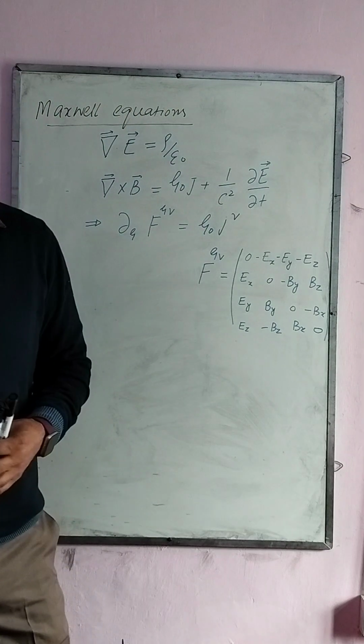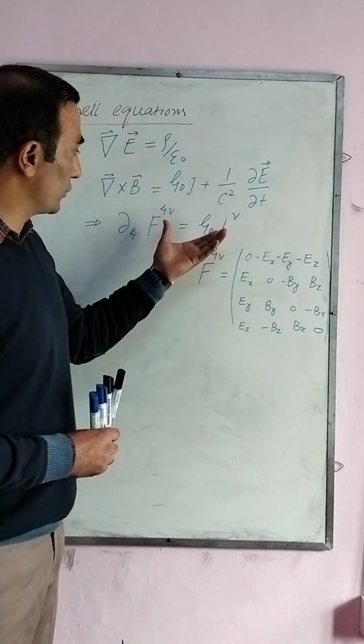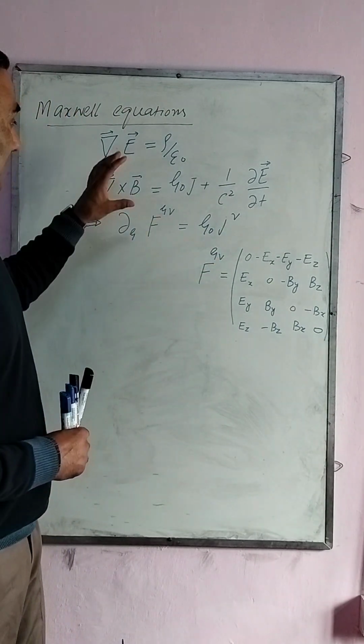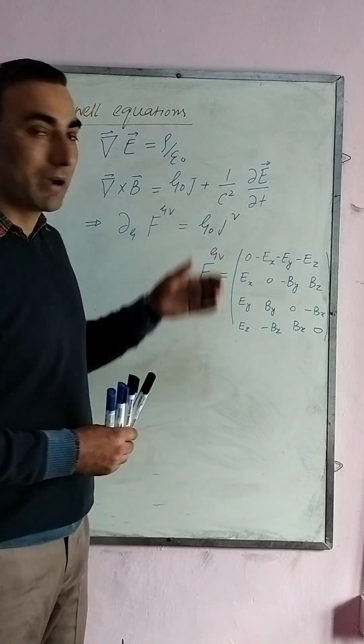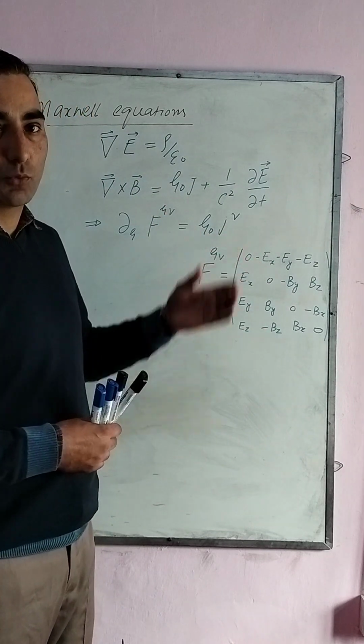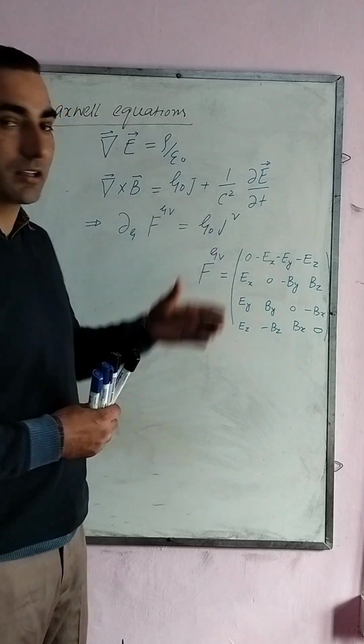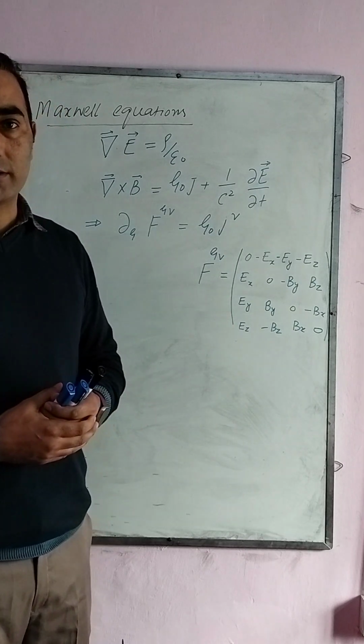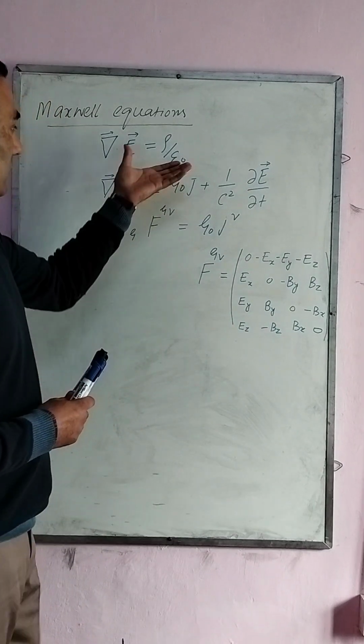But today we are going to discuss how to combine these Maxwell equations. Like we have these four Maxwell equations. Can we write them in some compact form? I mean to say, right? Like we have these two Maxwell equations.